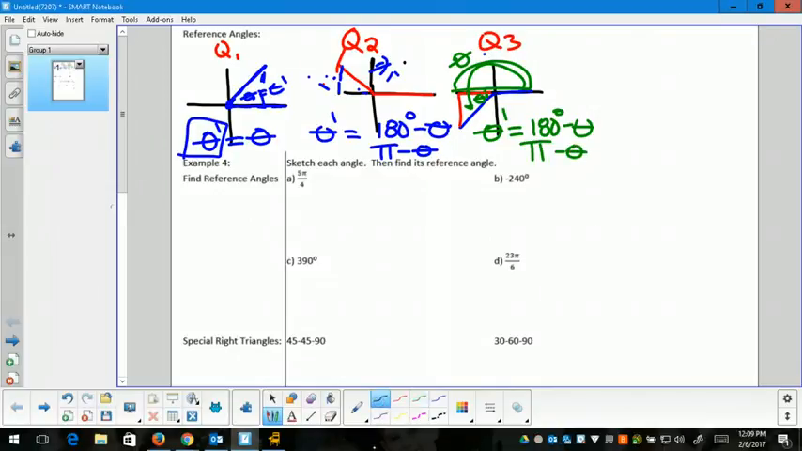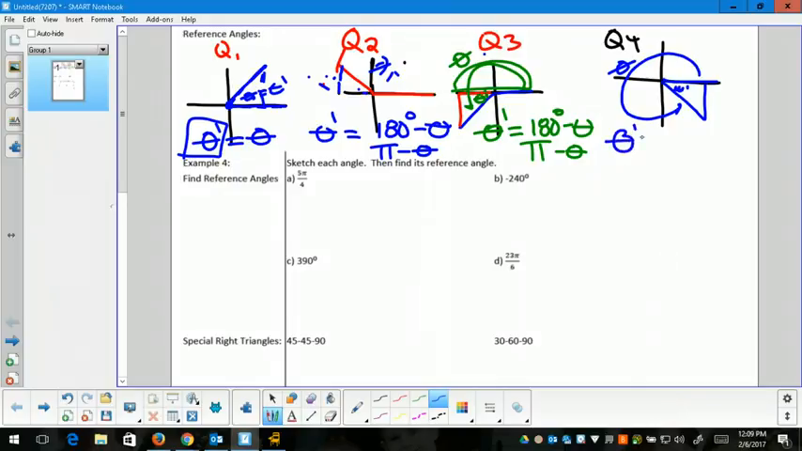And lastly, in quadrant 4, we have our initial ray on the x-axis, our terminal ray in quadrant 4, and we drop a line up. So here is theta prime, but theta itself goes all the way around. Well, together they would go full circle, 360 degrees, or 2 pi radians. So theta prime is equivalent to 360 degrees minus theta, or 2 pi minus theta.